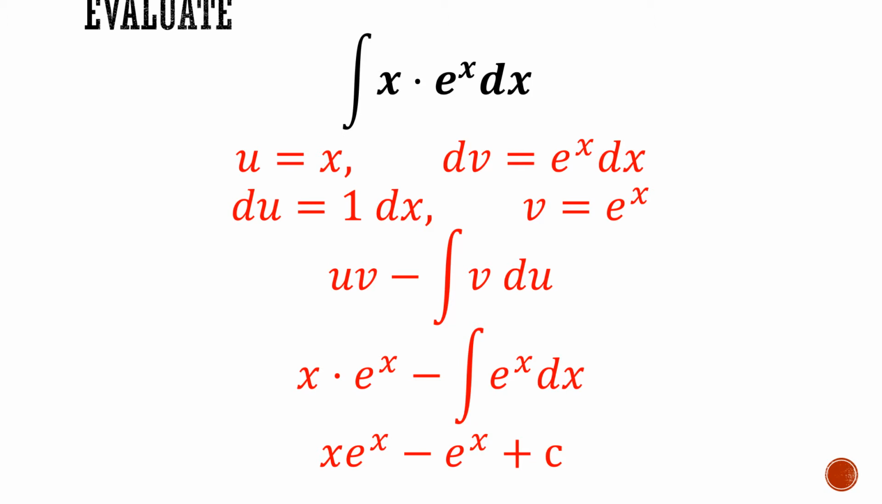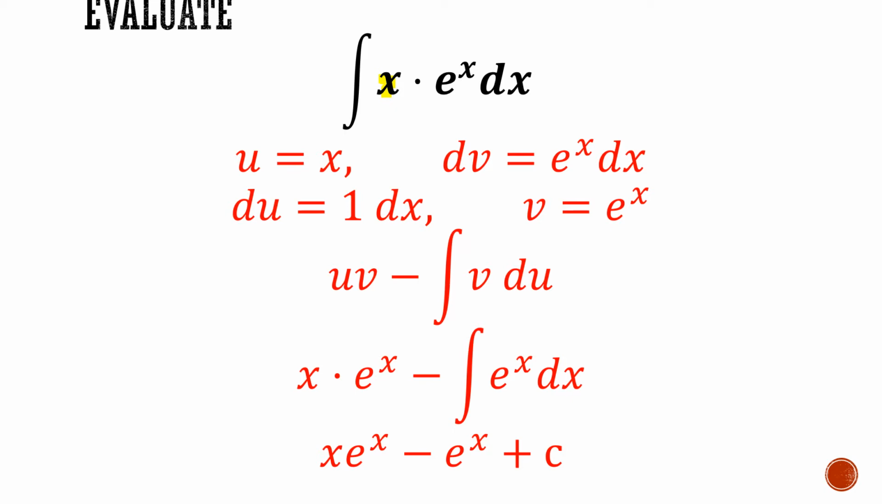So u is going to be x, and whatever is left over in the problem, e to the x dx, is going to become my dv. So u equals x, dv is e to the x dx. Now I'm going to find du by taking the derivative of u. So du is going to be 1 dx. And then I'm going to find v by integrating dv. So if I integrate e to the x dx, I get v equals e to the x.